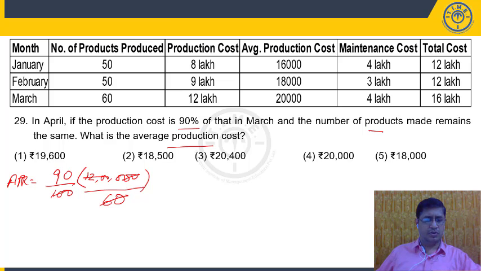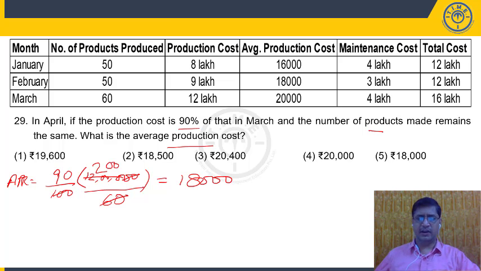Now 60, how many times does it go here? 60 goes 2 times in 120 and 2 more zeros. So what is the result? It is 18,000. 18,000 means the right choice, option number 5. Fifth choice is the right choice.